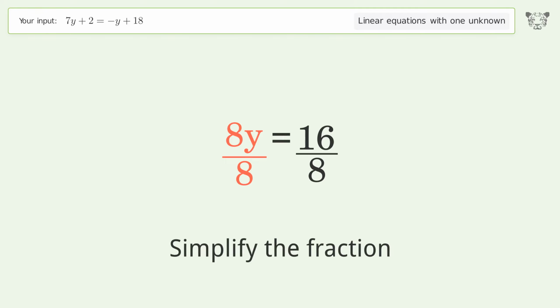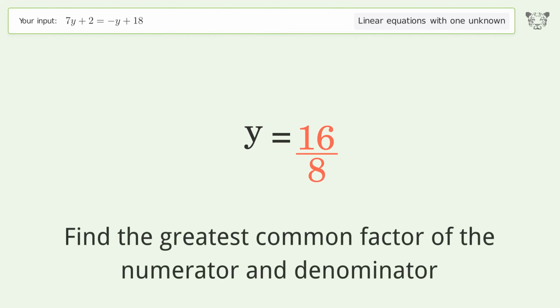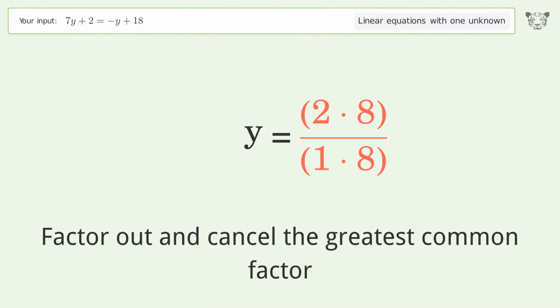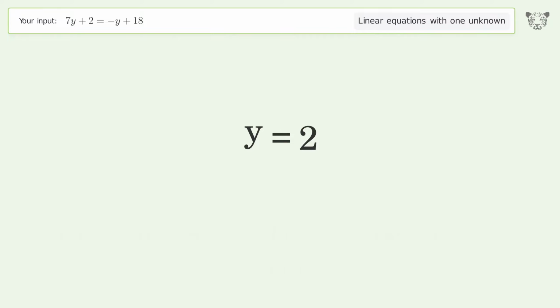Simplify the fraction. Find the greatest common factor of the numerator and denominator. Factor out and cancel the greatest common factor. And so the final result is y=2.